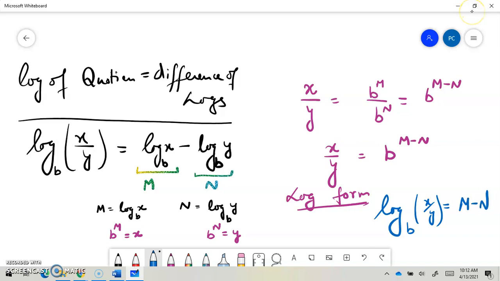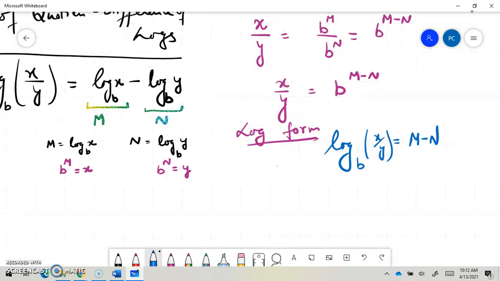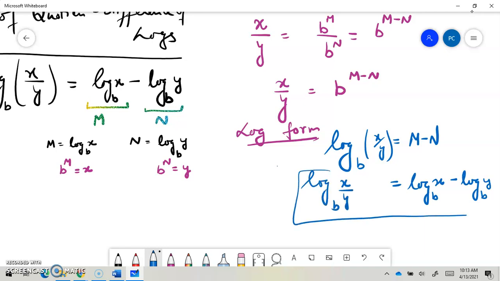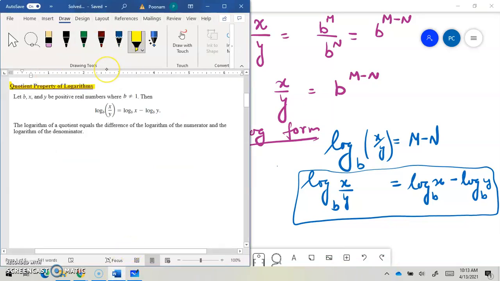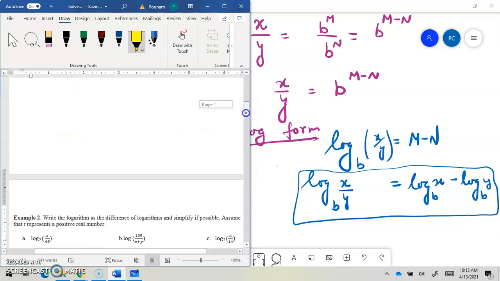We did that a lot, many questions of this type, right? Now, what is m minus n? m is where we started from. m is log of x with base b, minus n, which is log of y with base b. So that proves our quotient rule. Log of x by y is equal to log of x minus log of y. So that is our property here, the quotient rule. What does it do? It converts the log of a quotient into the difference of the logarithm of the numerator and the logarithm of the denominator. Let's see how we can use this in an example.